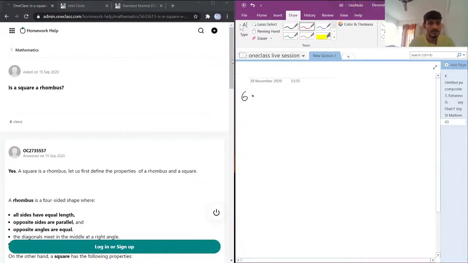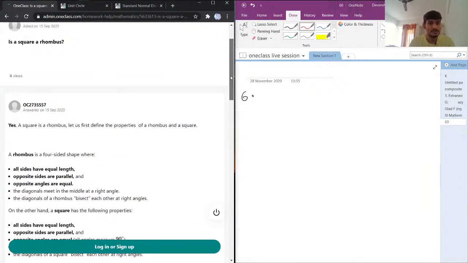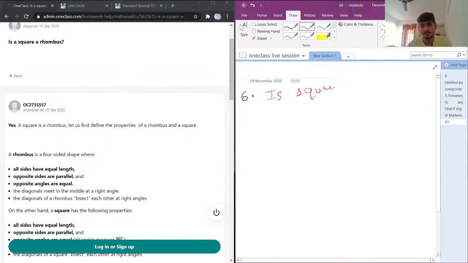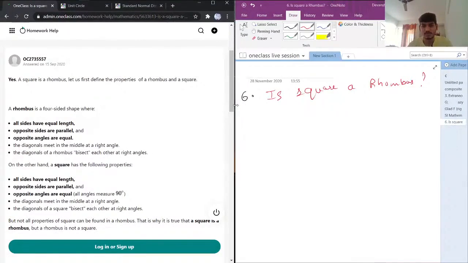Yeah, so what is a square, a rhombus? To find that, let's first see what is a square. I'll just write the question: is a square a rhombus? So basically, I'll first write the properties of a rhombus. Let's see what the properties are given here.